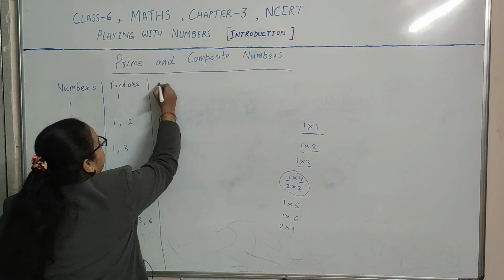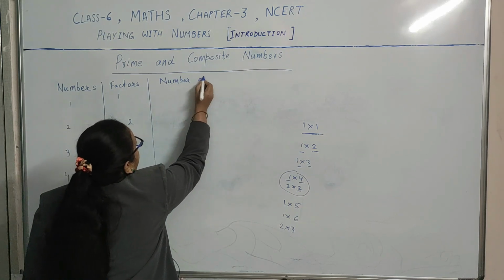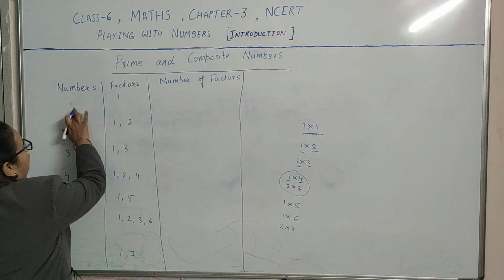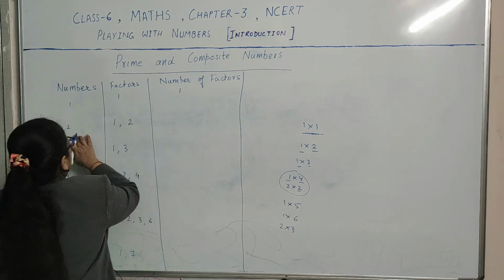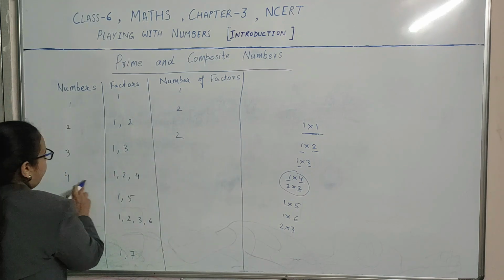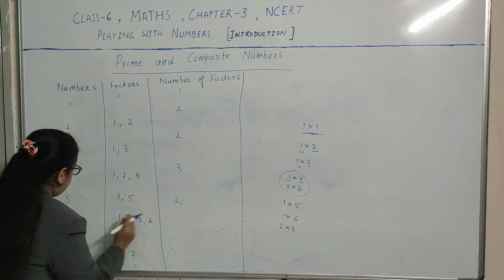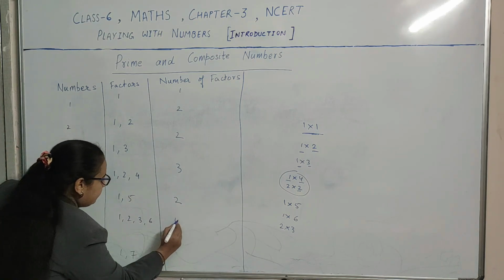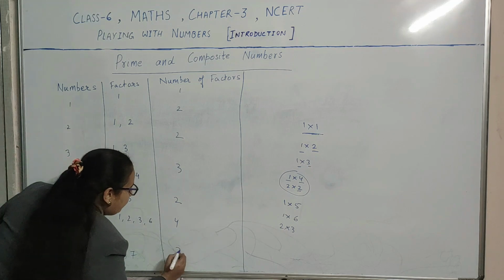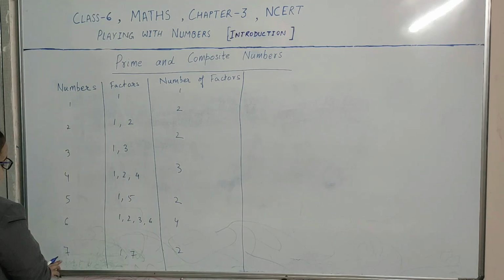Now let us count the number of factors. So 1 has how many factors? 1. 2 has 2 factors. 3 has 2 factors. 4 has 3 factors. 5 has 2 factors. 6 has 4 factors. 7 has 2 factors, right? Now here I have written numbers up to 7.